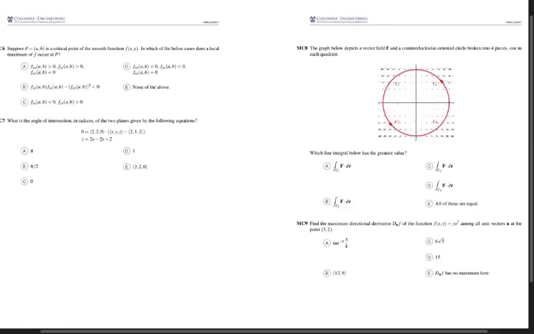Starting with MC6, we get a couple of straightforward questions. This first one: critical point of a smooth function, which one does have a local maximum? This is just the second derivative test, nothing fancy about it. We want to compute that quantity D, the determinant of the matrix of second partials. Obviously you get fxx times fyy minus the square of the mixed partials, by Clairaut's theorem. We want that to be positive.